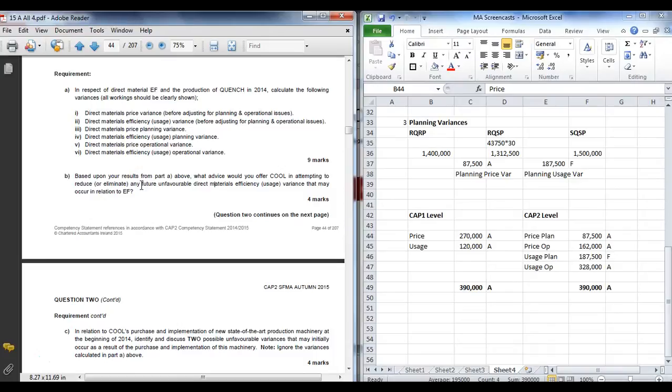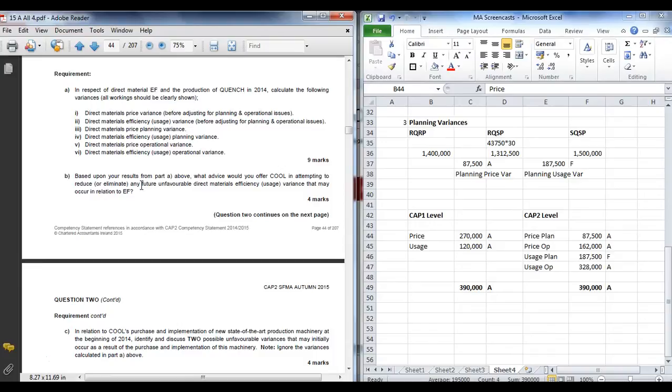So part B asks you, based on your results from A, what advice would you offer COOL in attempting to reduce or eliminate any further unfavorable direct material usage variances that may occur? So again, all they're looking for is those 4 marks. You're probably looking for 4 solid points and moving on. The examiner does not want to see big long narratives with big long rambling paragraphs.